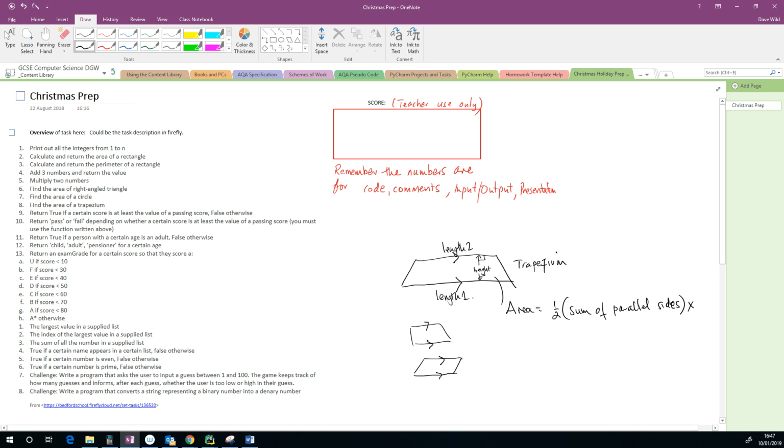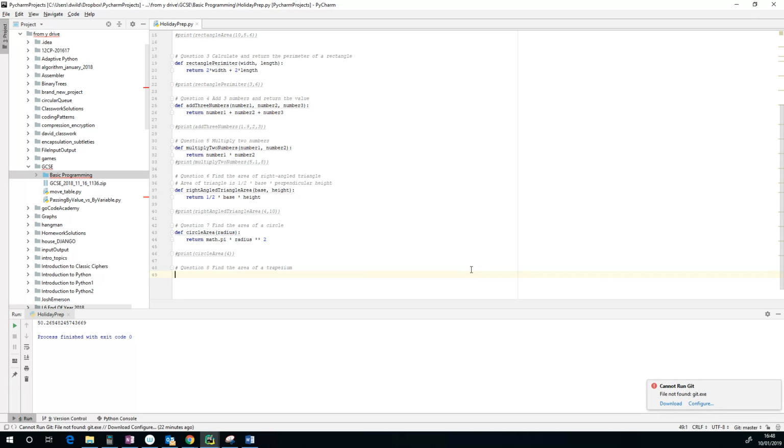In other words, there needs to be right angles here, and we're calling that the height. Half of the sum of this side and this side multiplied by the distance between them. So let's try and remember that. We'll go to our programming environment. We're going to remember that the area of a trapezium is half times the sum of the parallel sides times the height, or the distance between them.